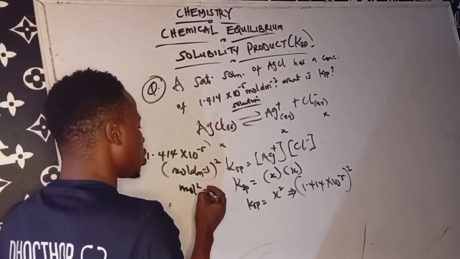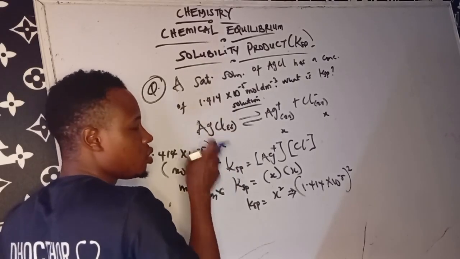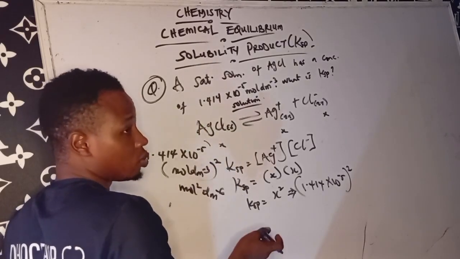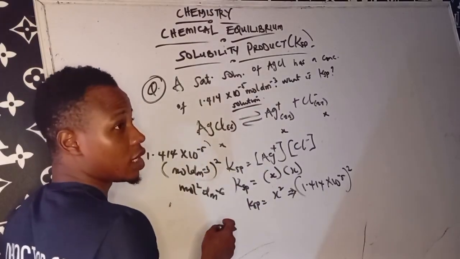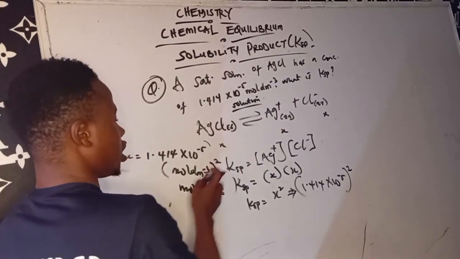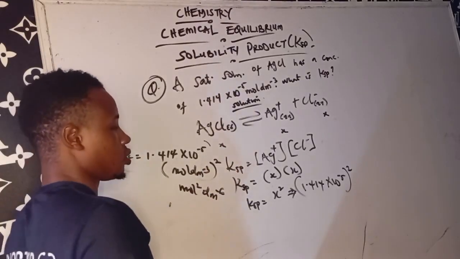Dm minus 3 raised to power 2 becomes dm minus 6. Please, this is indices, not integral numbers, not naturally occurring numbers. Because normally you say 3 squared is 9, but that's not the case here. This is an indices or index form. So minus 3 times 2 is minus 6.